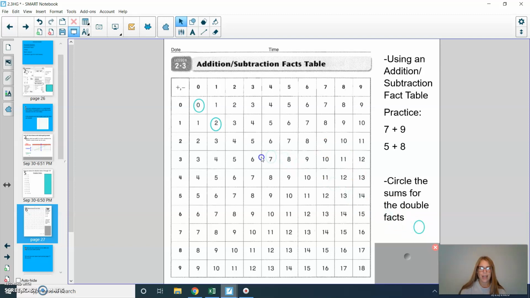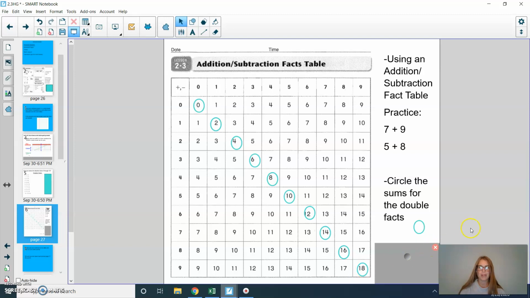All right, second graders, so I bet you had 2 plus 2, which was 4, and then 3 plus 3, which gave you 6. 4 plus 4 gave you 8. 5 plus 5 gave you 10. 6 plus 6 gave you 12. 7 plus 7 gave you 14. The sum for 8 plus 8 was 16. And lastly, the sum for 9 plus 9 was 18.